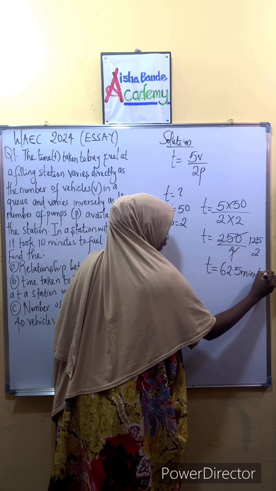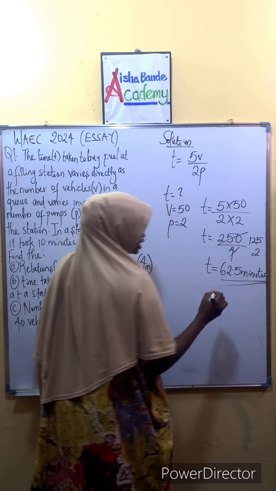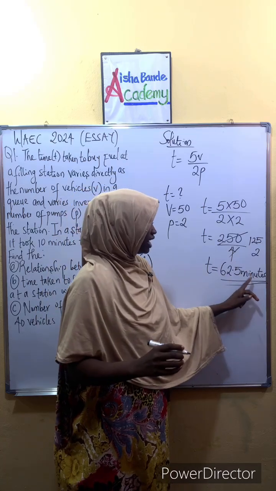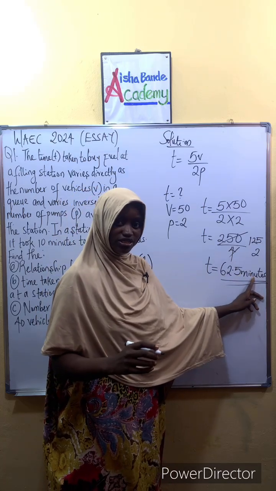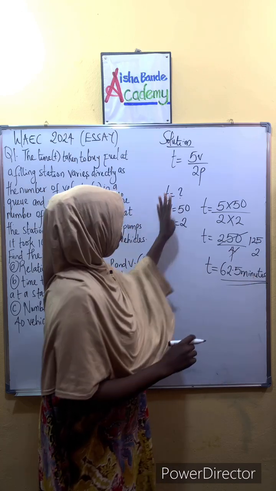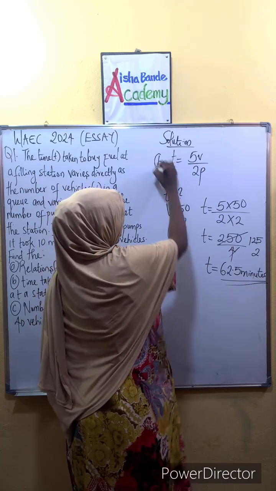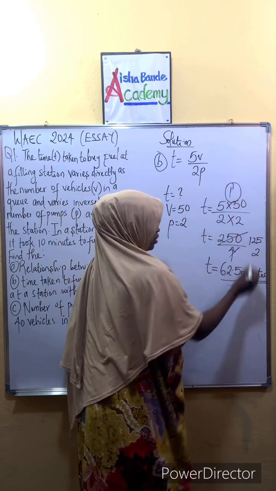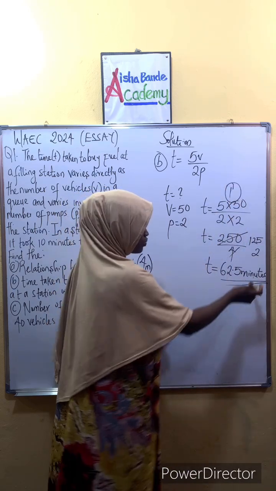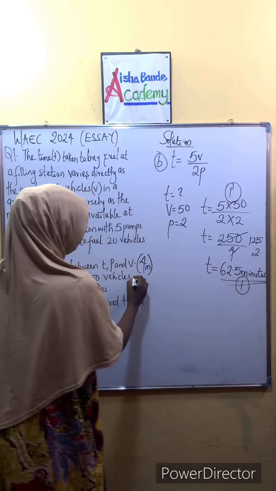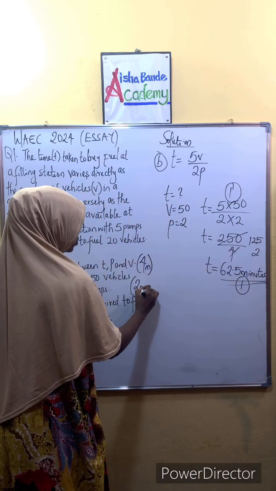Please, you have to put the correct SI unit, okay, so as to get the answer correctly. Because if the final answer doesn't carry the correct unit, you will not get your full mark here. So this question 1B carries 2 marks. When you substitute correctly, you get 1 mark, and when you have your correct final answer with the correct unit, you have another 1 mark. So that means for question 1B, we have 2 marks.